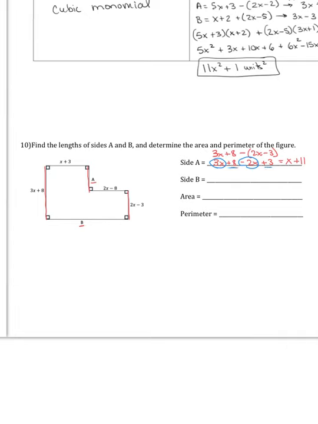Okay. For B, we're going to have our horizontal lines that are all related. We've got the x plus 3 and the 2x minus 8 that are equal to that B. So we'll have x plus 3 plus 2x minus 8 is going to be equal to 3x minus 5. Okay? And so now we'll label these just to make things a little bit easier for us.